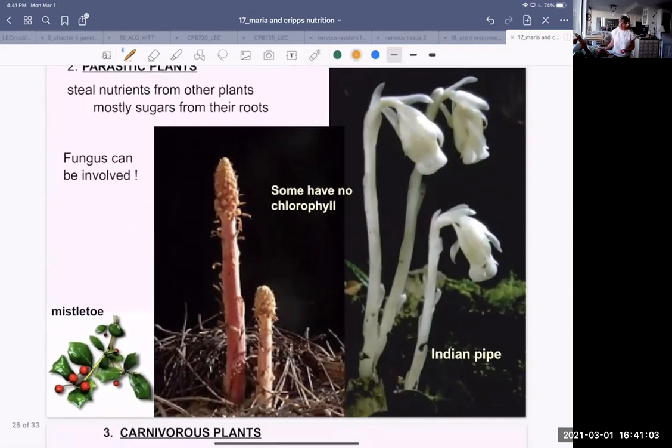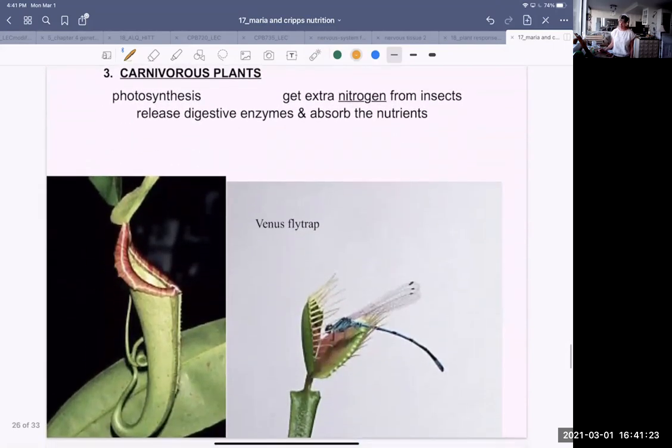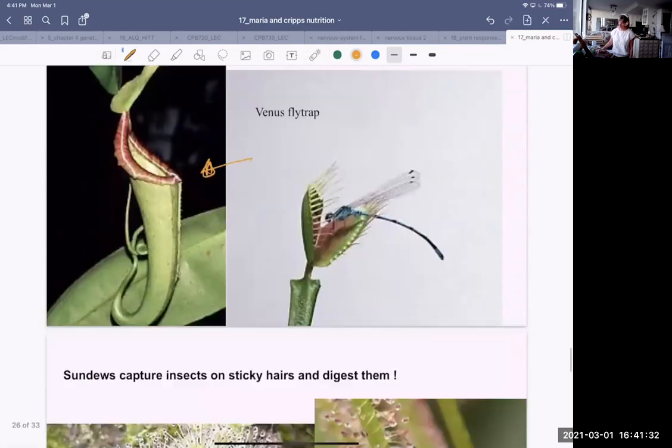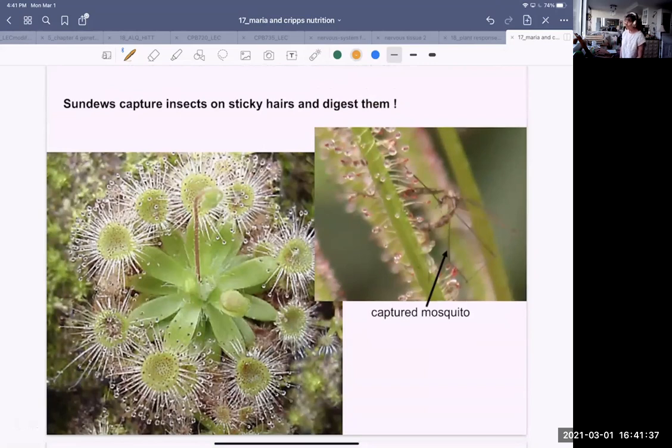There's also parasitic plants. This is the Indian pipe. It's white. So just by its color, you can tell it doesn't photosynthesize. So where does it get its nutrients from? From the roots. This is the mistletoe. And then there's carnivorous plants that we talked about before too. The Venus flytrap gets nitrogen from insects. And this is a pitcher plant. And those are sundews. We have sundews around here. And you'll probably see them in the next little while. There will be some sundews coming up.